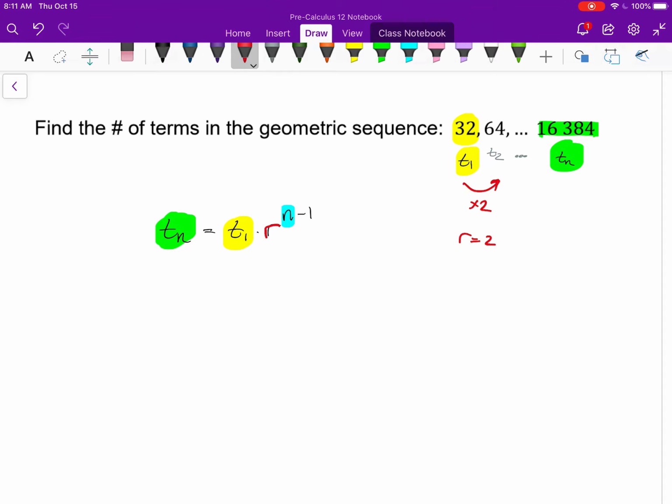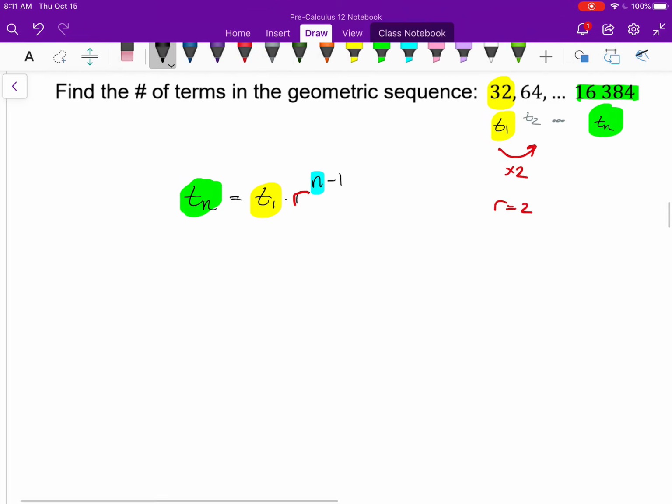And so I can now quickly use this and say, instead of Tn, I can say 16,384. The first term is 32. The common ratio is 2. And I don't know what n is. Okay, so now I want to solve for this.